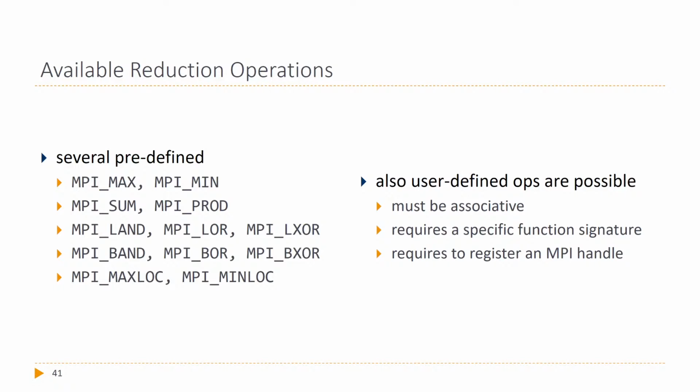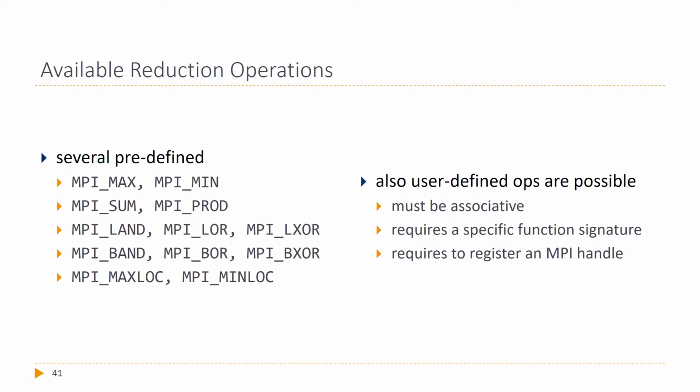There are two special ones, maxloc and minloc. They give you not only the maximum and minimum of your data, but they also give you the location, the rank which held this data. So if I look for the global maximum and I find that the first time I hit this global maximum is rank number 7, then the location will be 7.